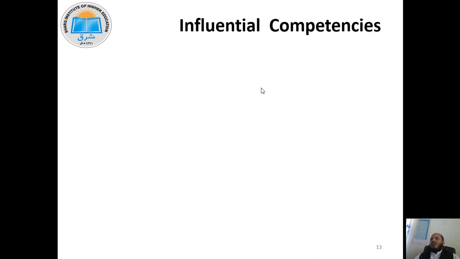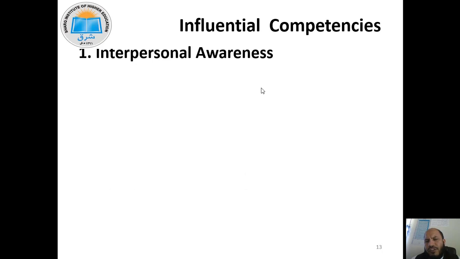Dear students, we have discussed two competencies of project management. The first one was the business achievement competencies, and the second one was the problem solving competencies. The third competency is the influential competencies. Influential competencies also have some sub skills, and a project manager should have these sub skills through which he can achieve the influential competencies.